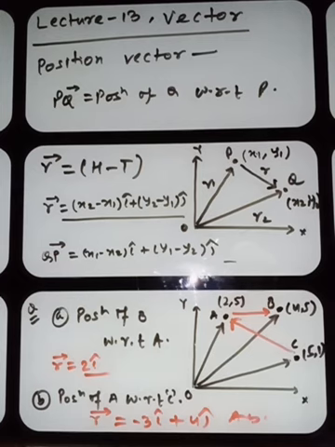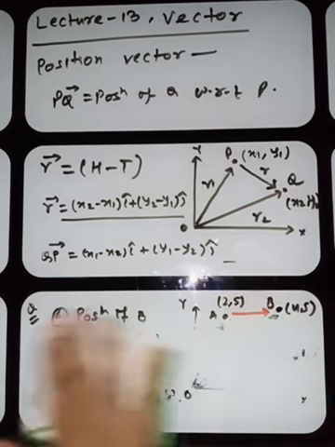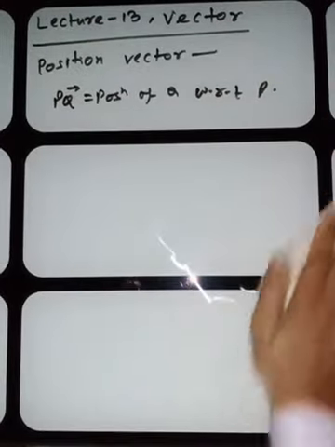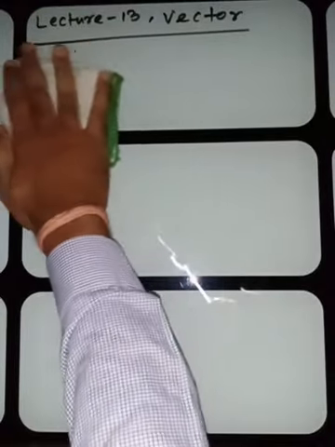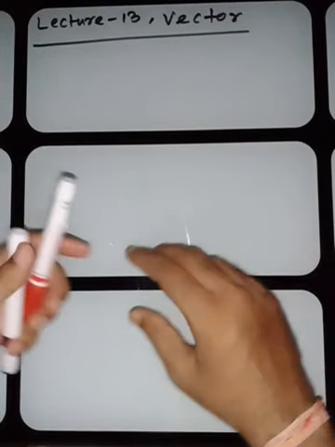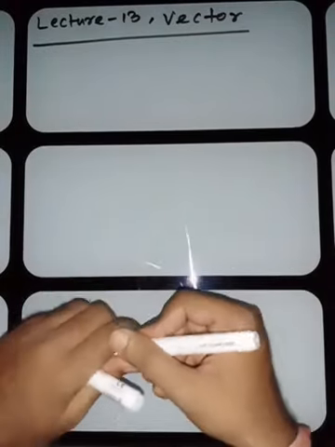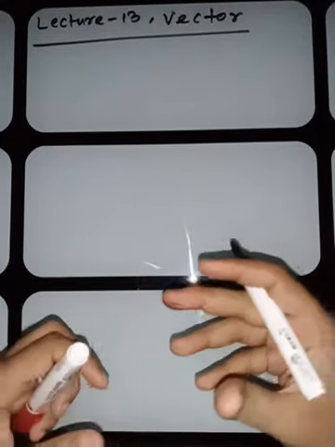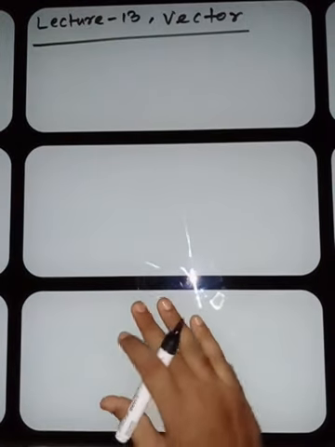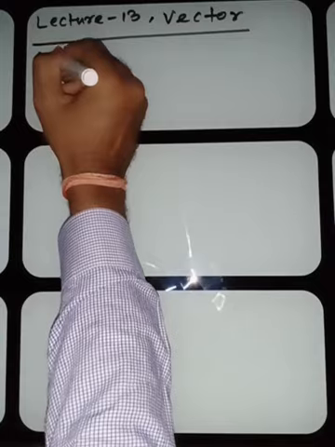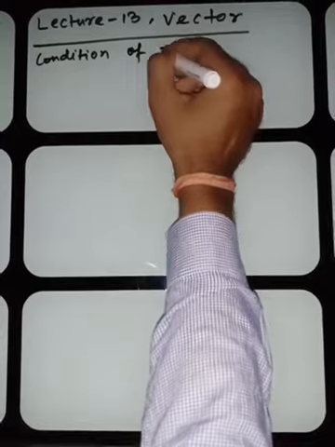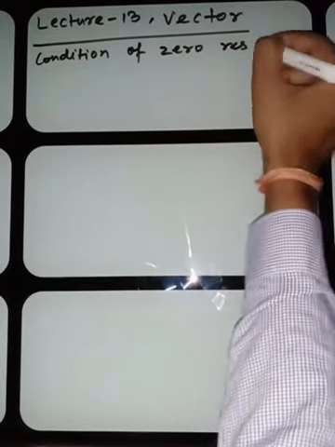Okay, now let me wrap this one. We'll start today's lecture with the first topic, which is Lamy's theorem. The 13th lecture starts with this very important topic, Lamy's theorem, and this is called the condition of zero resultant. What are the conditions to find the zero resultant? We are going to study the condition of zero resultant.